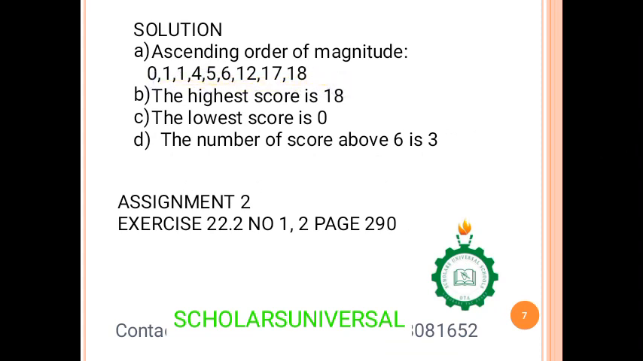The highest score here is 18. Can you see it? That's the highest. And the lowest score is 0. So the number of scores above 6 is what? How many numbers do you have after 6? After 6 here I have 12, 17, and 18. So I have 3 scores above 6: 12, 17, and 18.